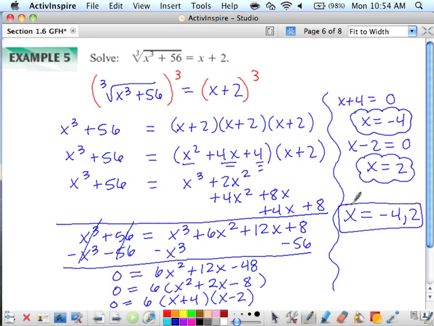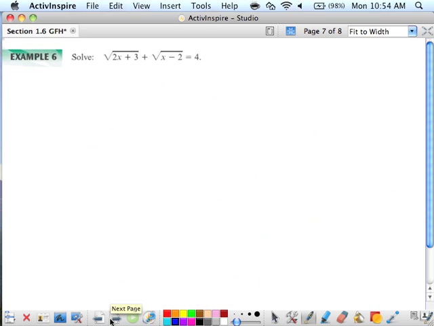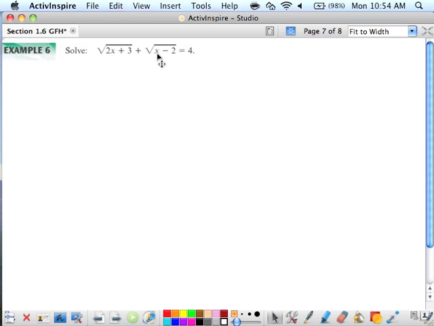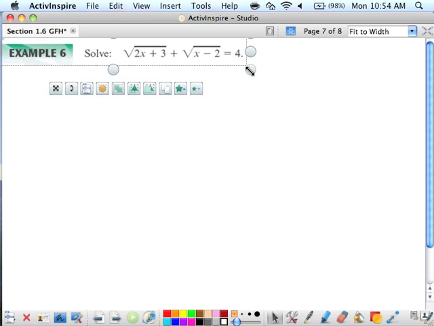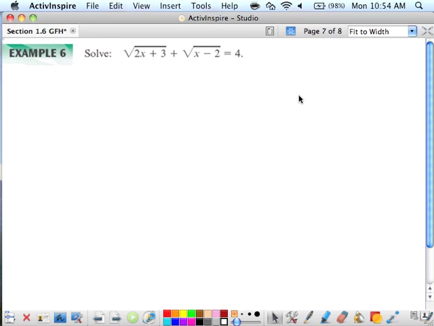One more example? Let's do it. Example 6. I know you can tell just by looking at this that this is going to be the fun one. What makes it look so bad? Two radicals. It has two radicals. Well, the first thing we were told is that you need to isolate one of the radicals. Doesn't matter which one. So you guys tell me, which one do you want to move to the other side?